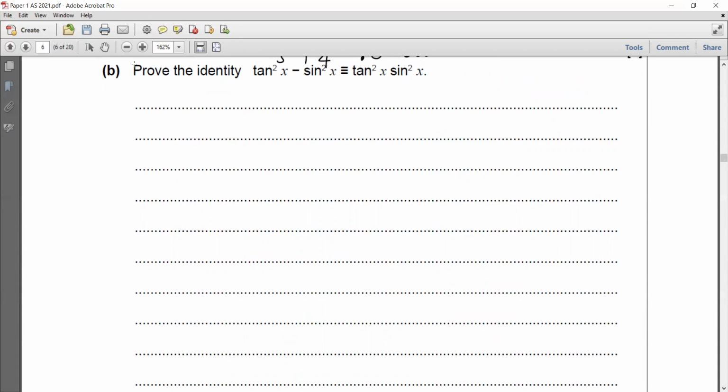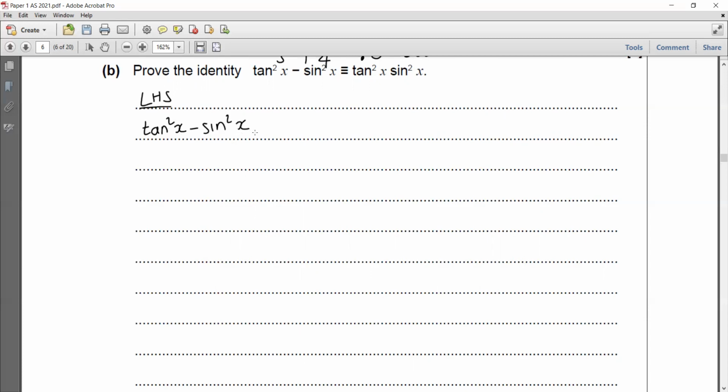Okay, so here I'm going to pick the left hand side. I'm clearly letting you know that I've picked the left-hand side, and then I write down the left-hand side as it is. So this is tan squared x minus sine squared x.